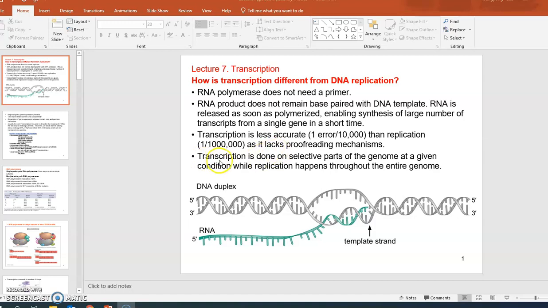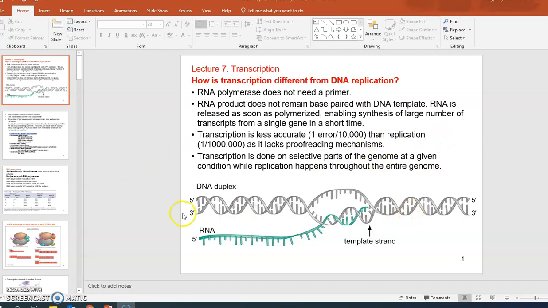And then transcription is done on a selective part of the genome, compared to DNA replication, which is done throughout the genome. So the entire genome is replicated, but transcription is only done on a functional part of the genome, which means a gene. A single gene is transcribed. Okay, so that's a huge difference.